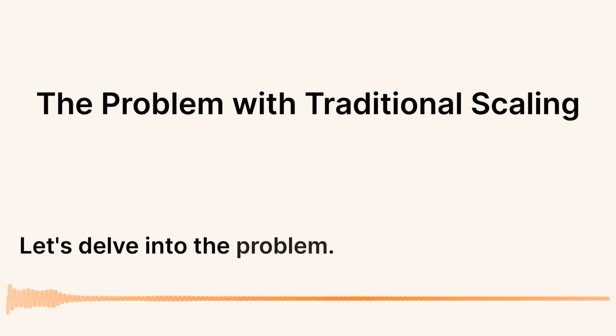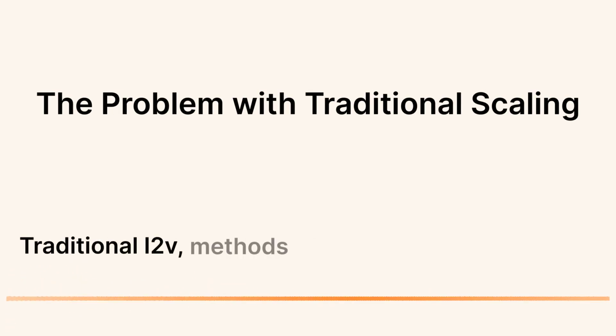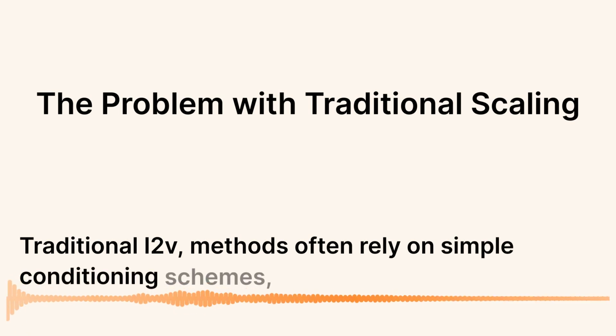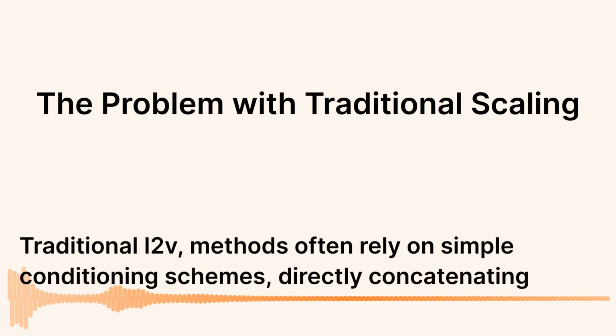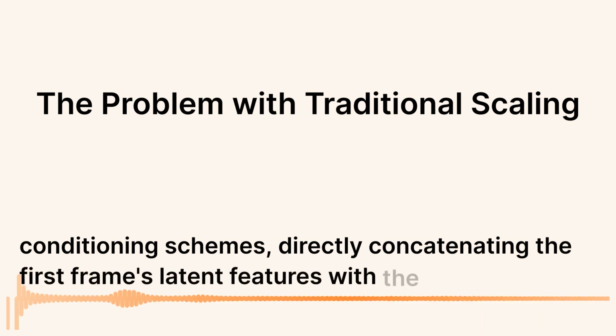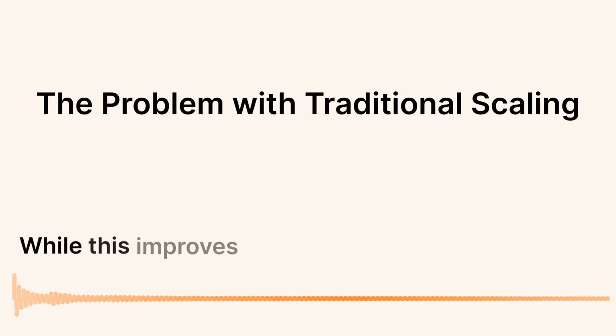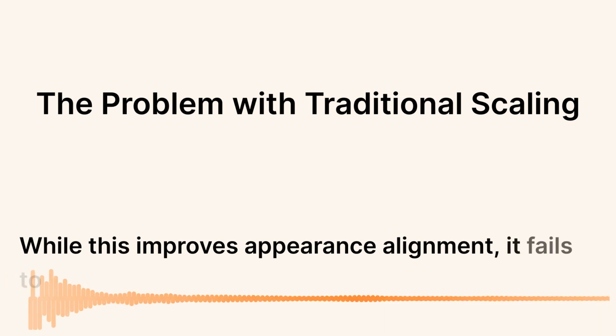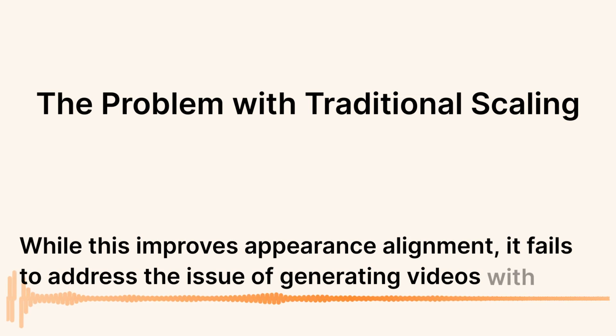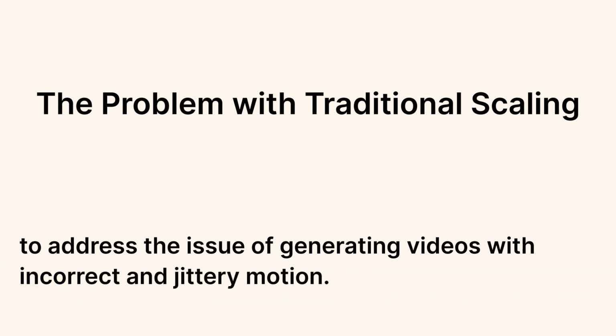Let's delve into the problem. Traditional I2V methods often rely on simple conditioning schemes, directly concatenating the first frame's latent features with the input noise. While this improves appearance alignment, it fails to address the issue of generating videos with incorrect and jittery motion.